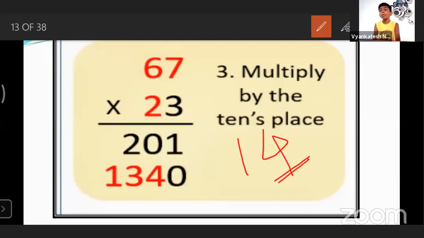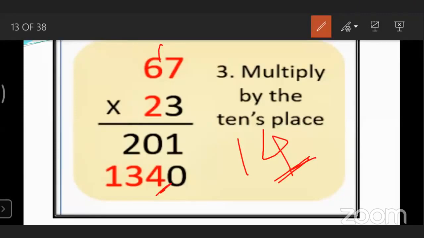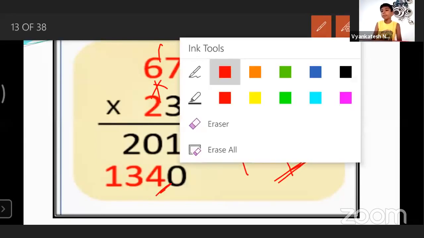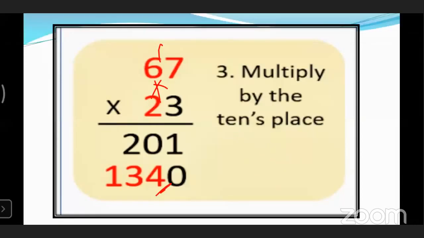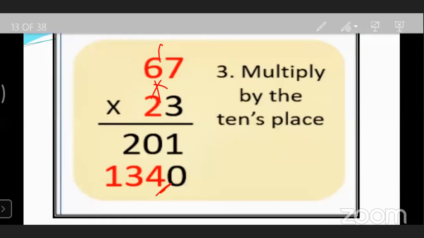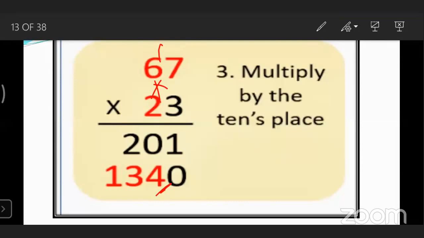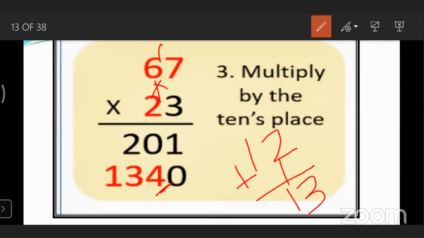So the unit place 4 we have written here, right? 1 will be carried over here, right? Now next step, 2 multiplied by 6. 2 6s are 12. Very good. So 12 and the carry over 1: 12 plus 1 is equal to 13. So we have written it here, right?